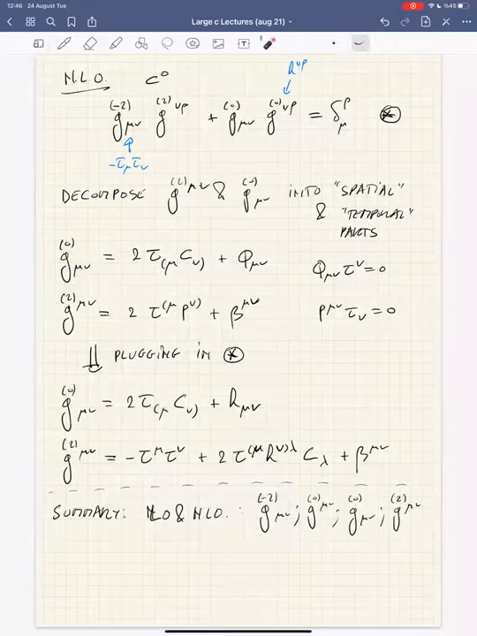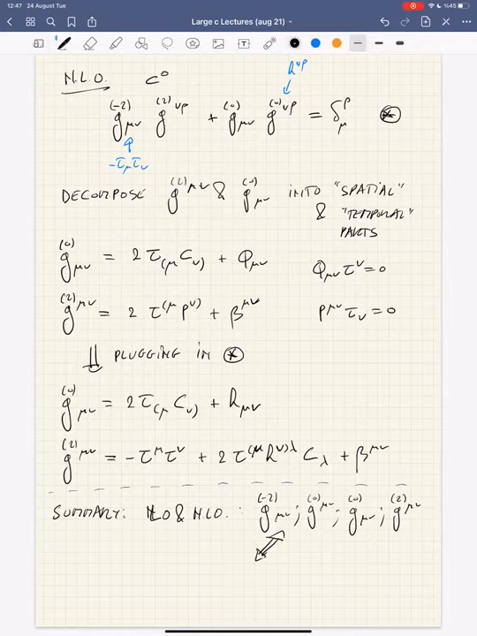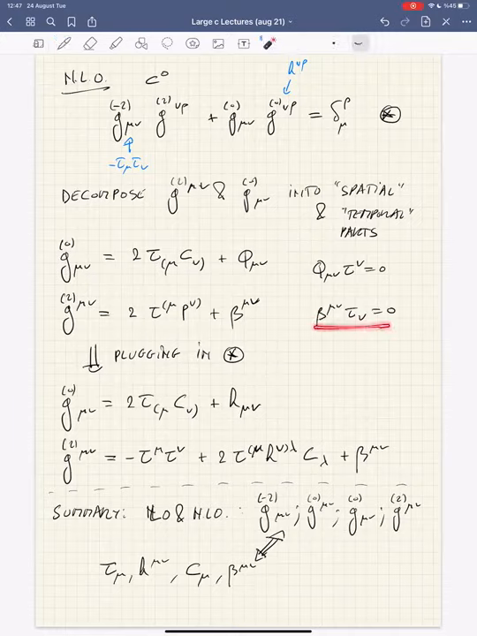But they're not independent. So actually, what are they determined in terms of? Well, we have tau mu, H mu nu, an extra field C mu, and an extra field delta mu, with the condition, consistent with beta satisfying this algebraic condition. So this is basically the first important upshot.